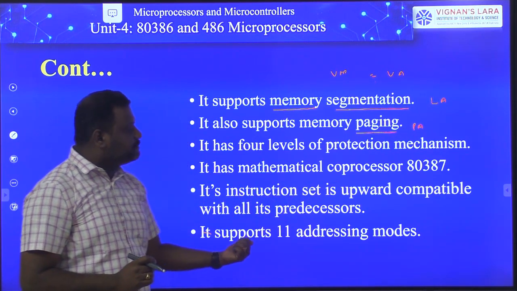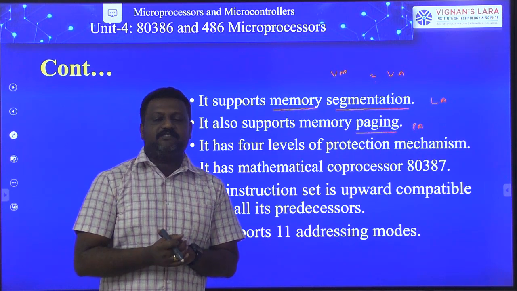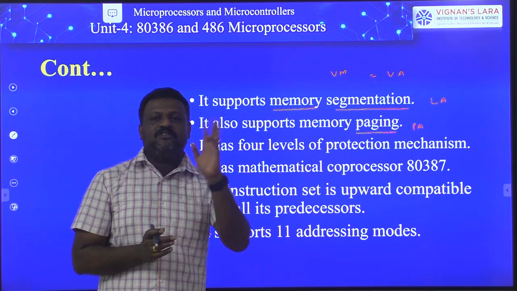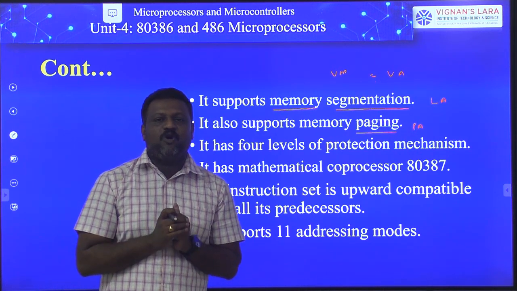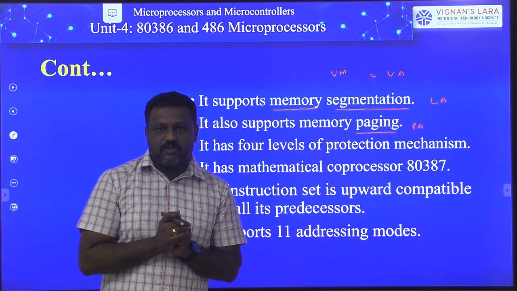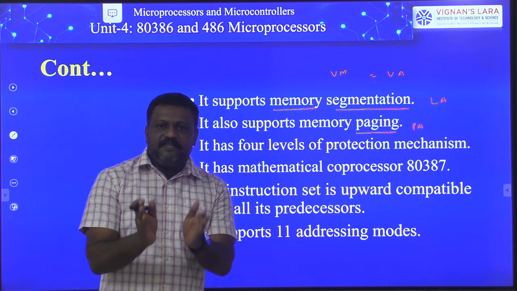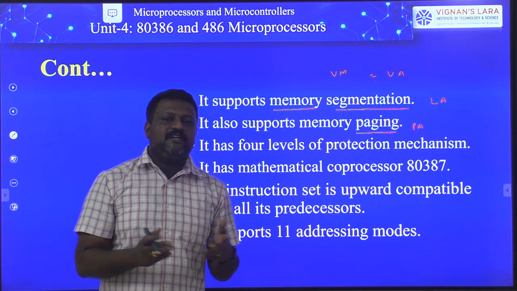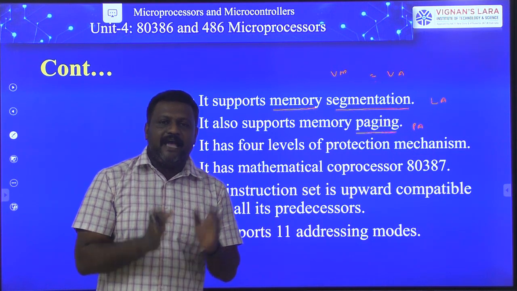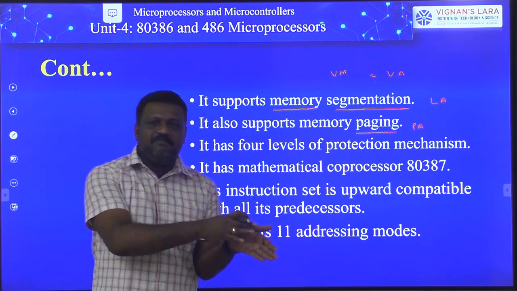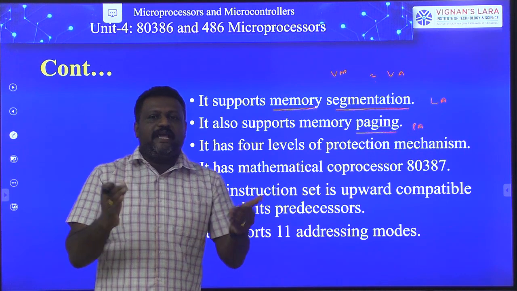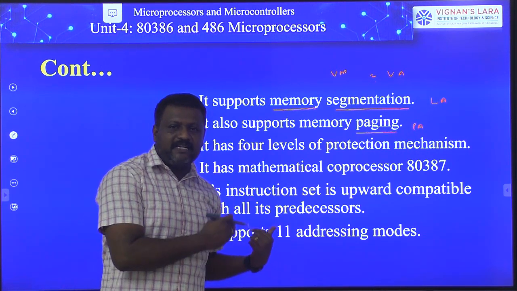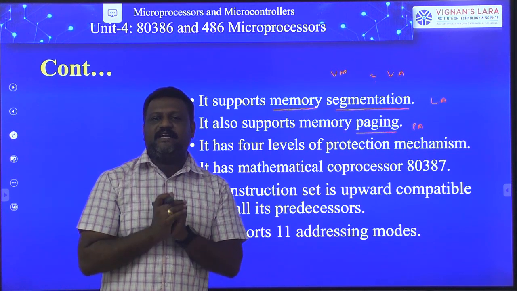And next, it supports 11 different addressing modes. But out of these 11, we are mainly focusing on 3 different addressing modes, which we call indexed addressing modes. So out of 11, 3 addressing modes are related to indexed addressing, and the remaining 8 addressing modes we already learned in 8086. The same addressing modes are used in 80386 also. The additional addressing modes we learn in 80386 are the indexed addressing modes.